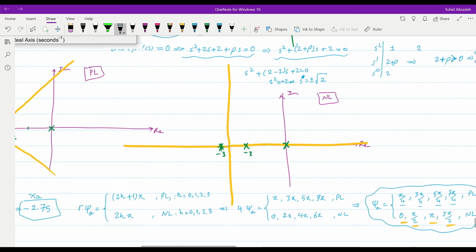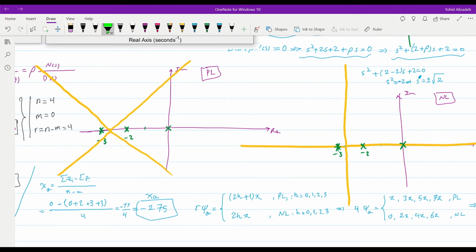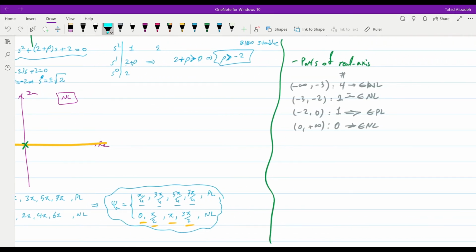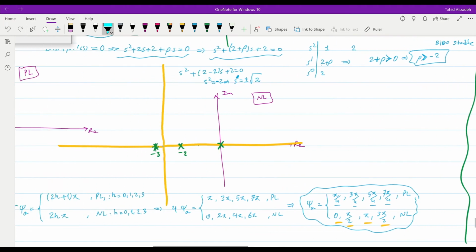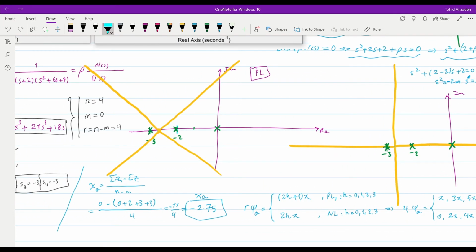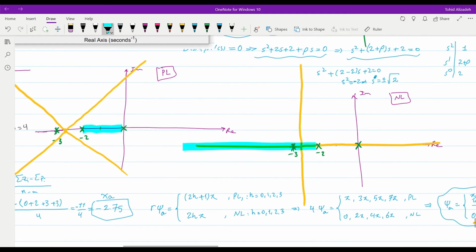I'm going to show that by highlighting that part of the real axis. So the area between minus 2 and 0 belongs to the positive locus, and the rest belong to the negative locus. Okay, so now we have information regarding the parts of the real axis that belong to each one of the Root-Locus plots.